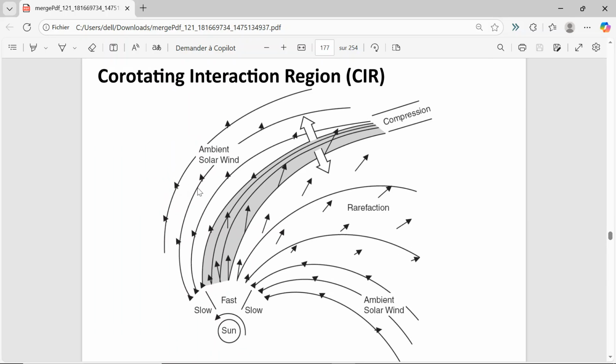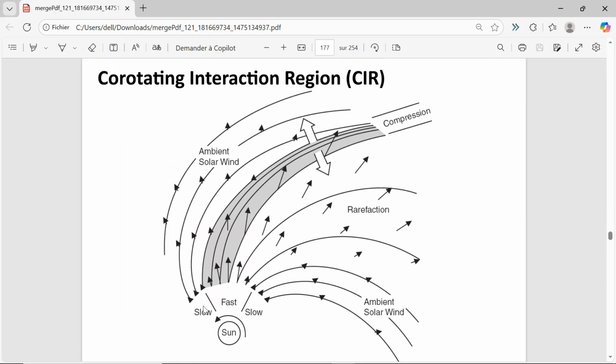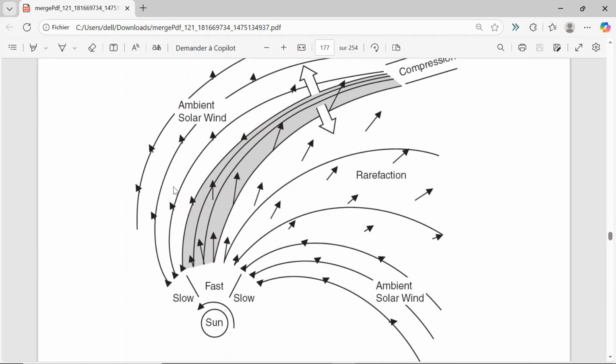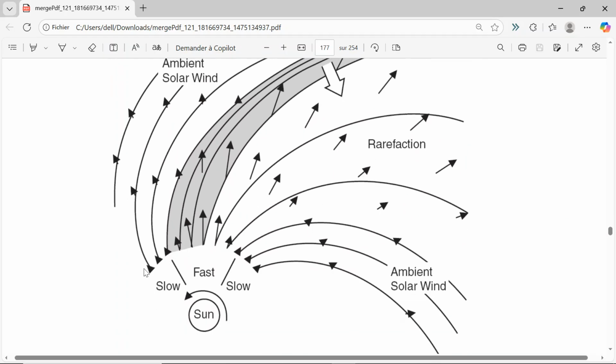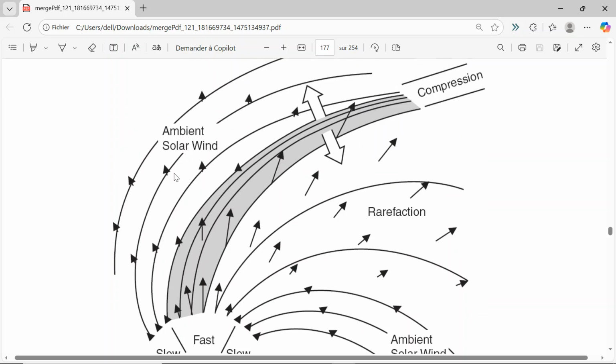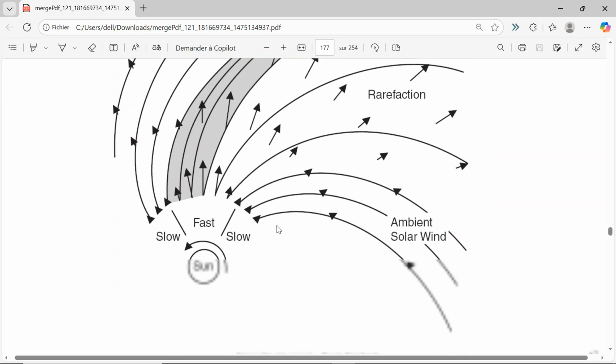So we can look at corotating interaction regions, which are generated when you have a slow particle ejection on one part of the sun, and a slow particle ejection here too. So you get two particle spirals that are well bent.